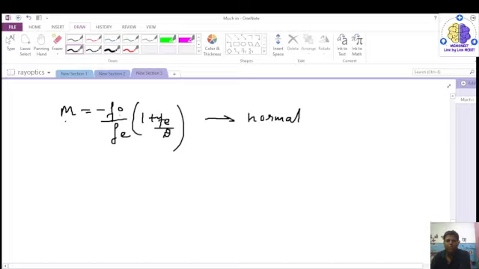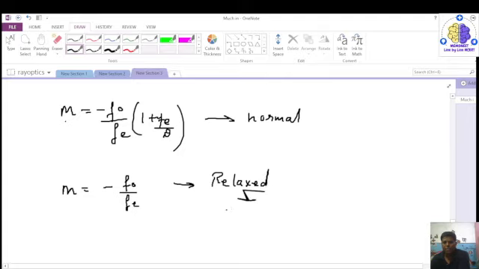Again, FO is the focal length of the objective, FE is the focal length of the eyepiece, and D is the distance of distinct vision. And magnification is also given as minus FO upon FE, and this is for the case of relaxed eye. Relaxed eye means when the final image is formed at infinity, right? Right, so this is all for the optical instruments which you have to study for your NEET examination.